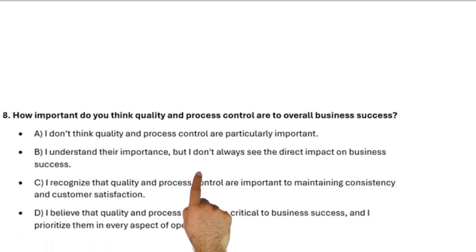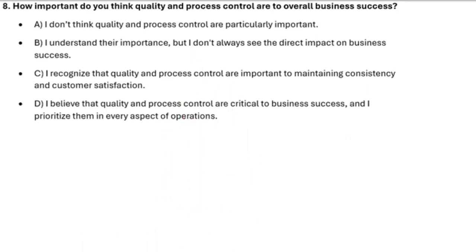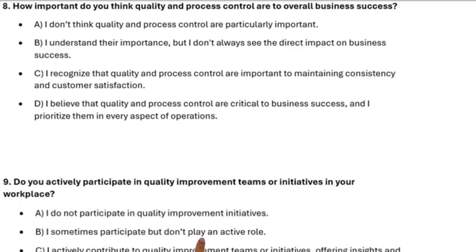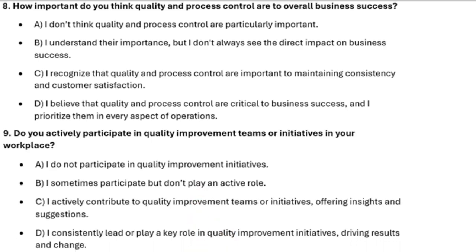8. How important do you think quality and process control are to overall business success? A. I don't think quality and process control are particularly important. B. I understand their importance, but I don't always see the direct impact on business success. C. I recognize that quality and process control are important to maintaining consistency and customer satisfaction. D. I believe that quality and process control are critical to business success, and I prioritize them in every aspect of operations.